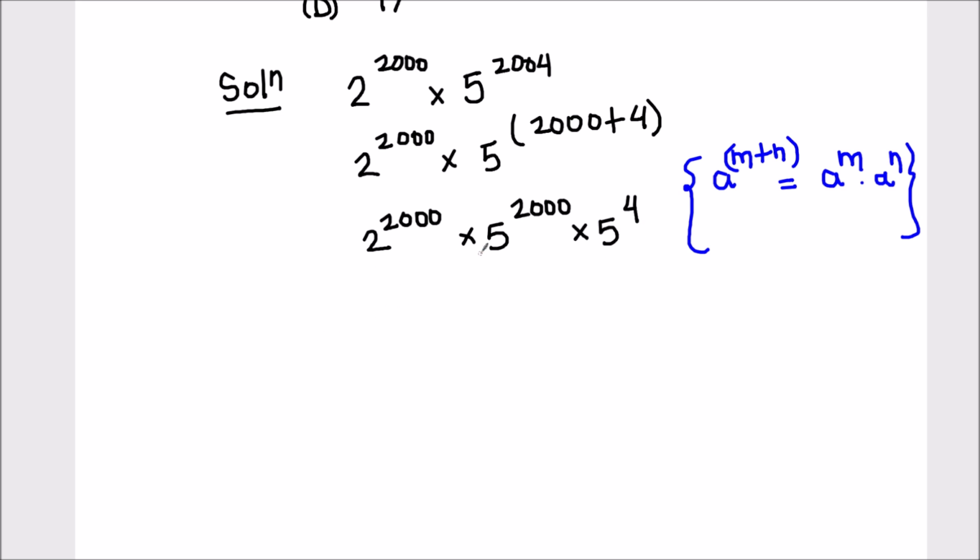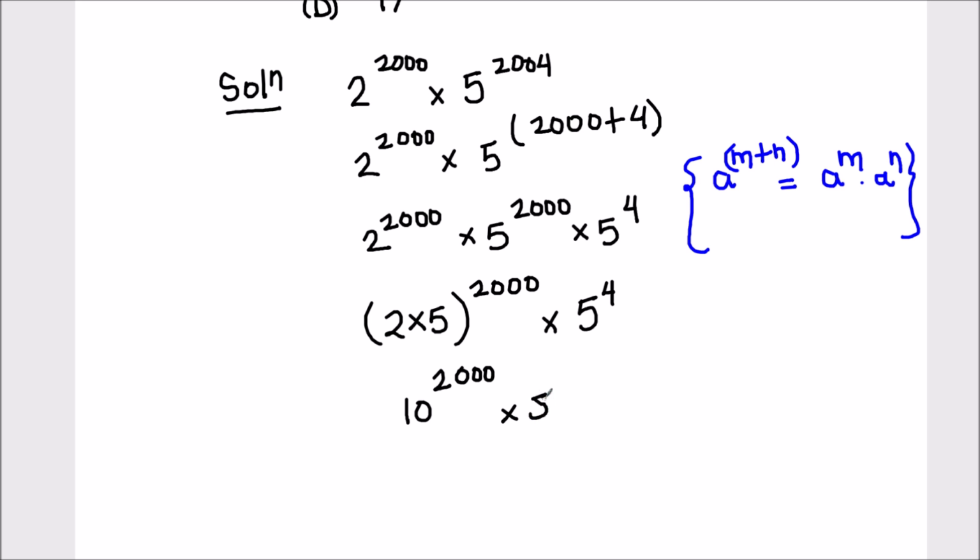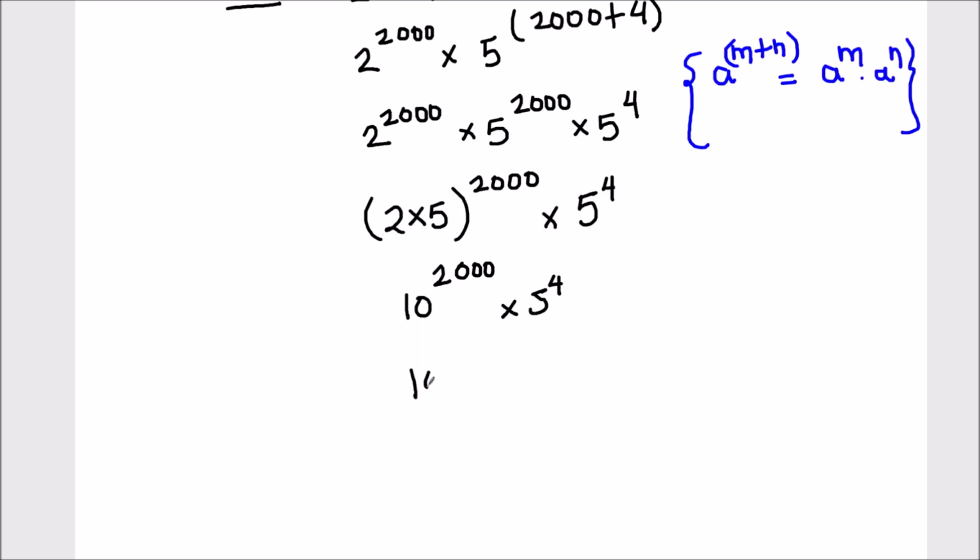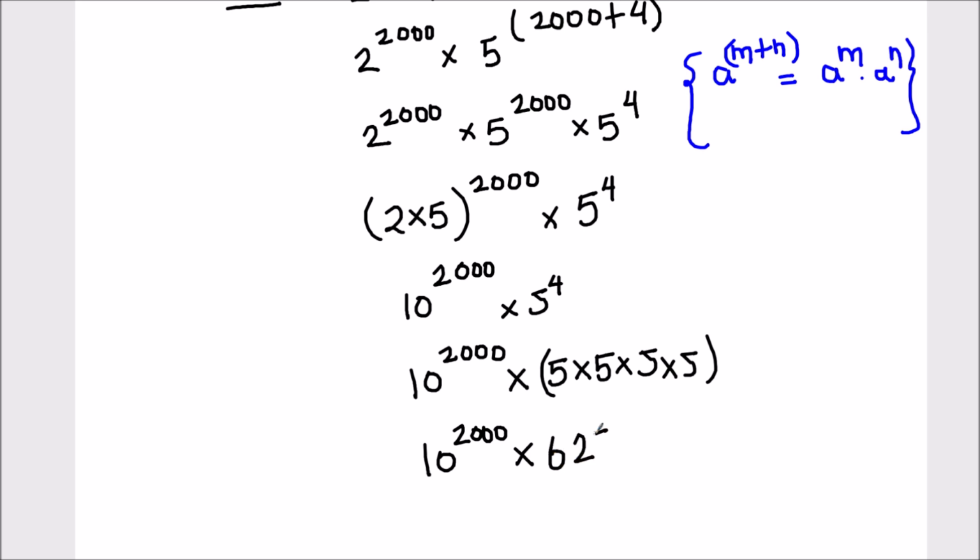Next we can combine 2 and 5. We can write these two as 2 times 5 whole raised to power 2000 times 5 raised to power 4. So 2 times 5 is 10. That's going to be 10 raised to power 2000 times 5 raised to power 4. We can write 5 raised to power 4 as 5 times 5 times 5 times 5. This is going to be 10 raised to power 2000 times 625, because 25 times 25 is 625.